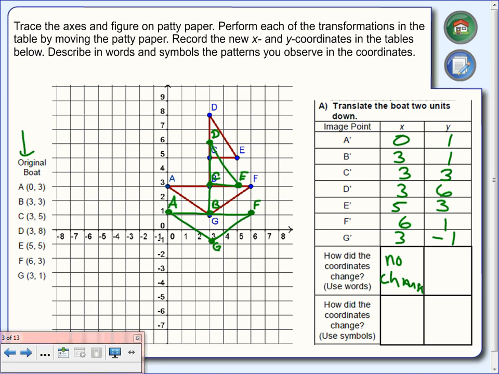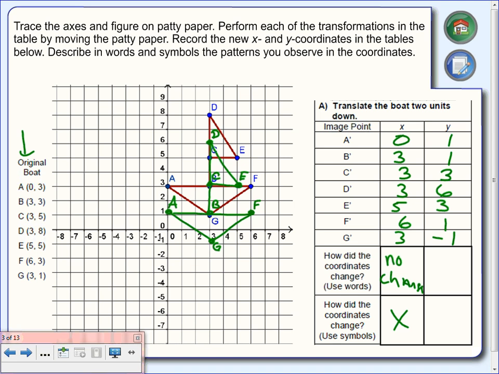Now right below that, how did the coordinates change using symbols? Well, the x is going to remain x. There is no change. X is still x. But if we look at the y values, is there any change in the y values? Yes. Notice the new y values are 1, 1, 3, 6, 3, 1, and -1. What kind of change occurred there? Do you notice anything? They all decreased by 2.